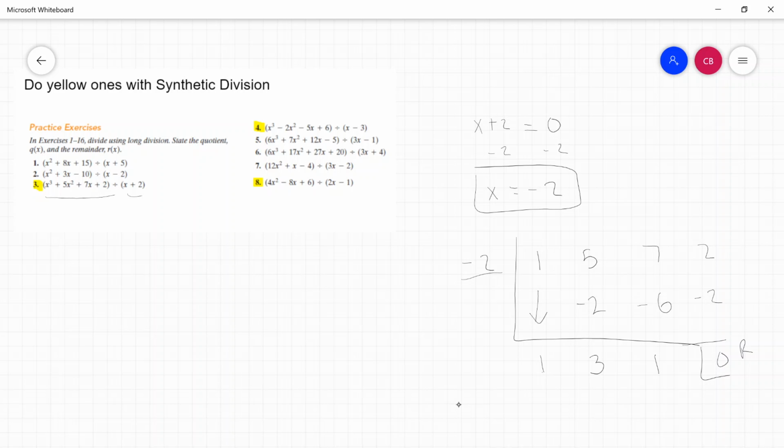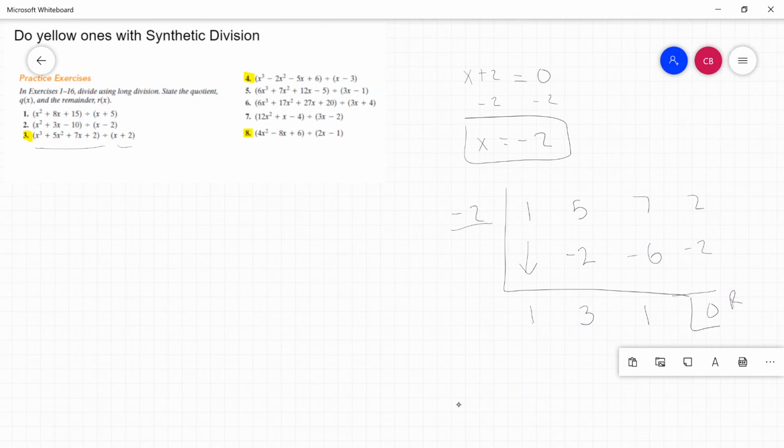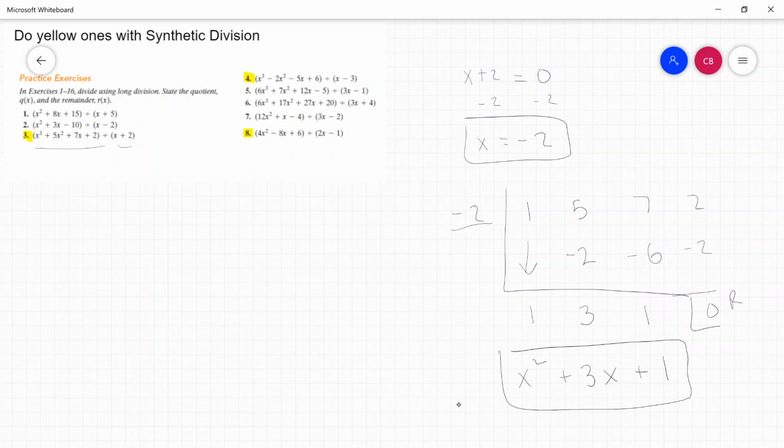So how do I do this? Well, remember the first term was x to the third. So now it drops down 1. X squared, 1x squared, plus 3x, plus 1. That is your solution. Just match the coefficients and drop this down a power, and you're good to go.